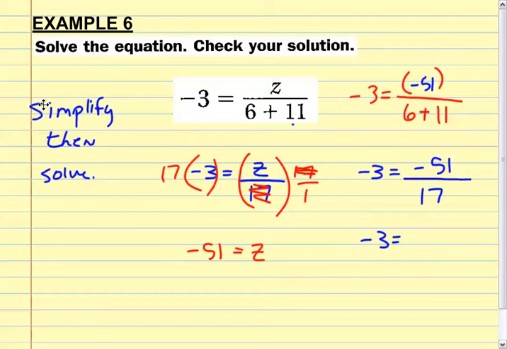Negative 51 divided by 17 is... You can use your calculator and see if we got it right. Okay. Negative 3. Did we get the right answer, Gray? Yes. Good. I would have, from the beginning, left z on top, which is what we did, and just fixed the bottom and cross multiplied. Good.